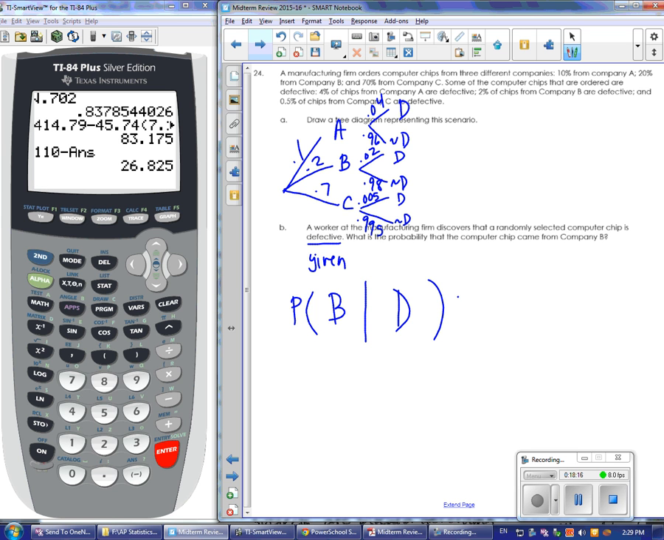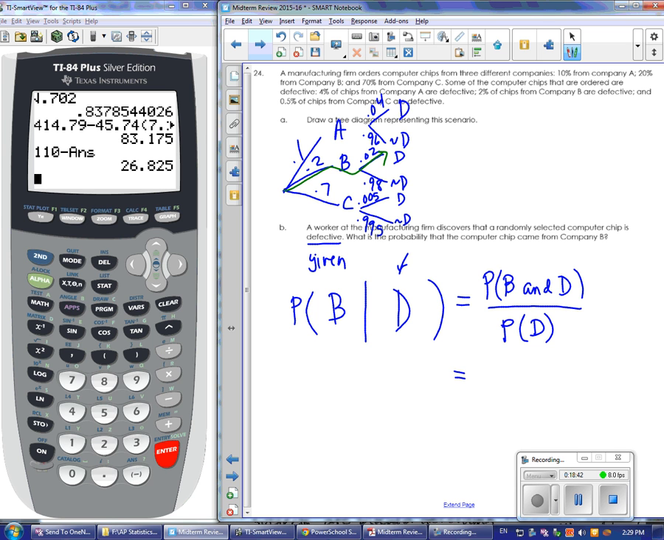So I'm going to have to use my rules here because of the way my tree diagram is set up. The given isn't the defective information. The given depends on the company. So I have to rely on my probability rule, which tells me that it's the probability of both B and D over the probability of the given, which in this case is D. All right, so the probability of B and D is basically this path right here.